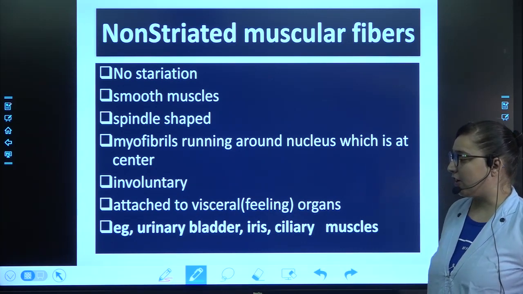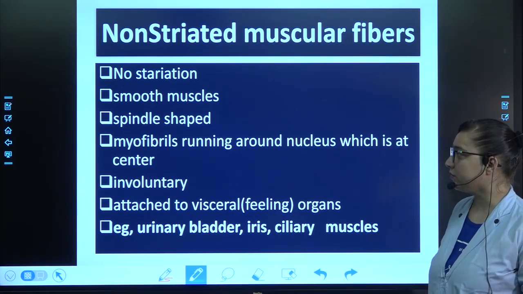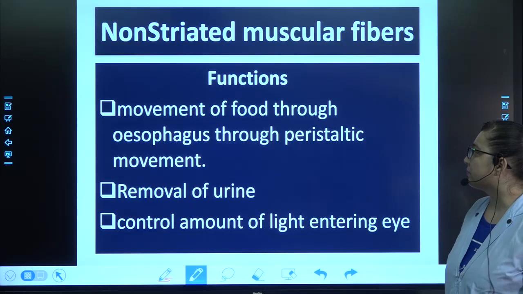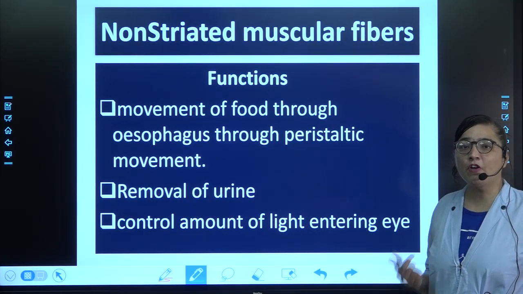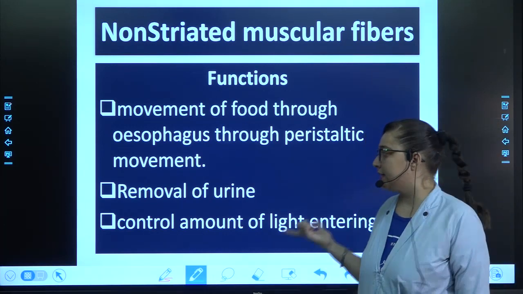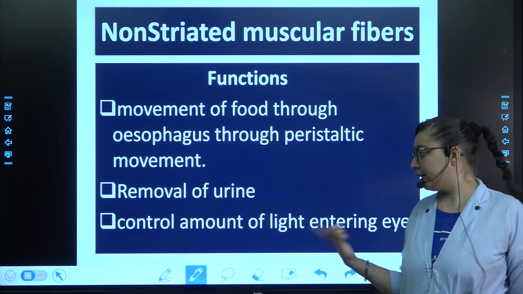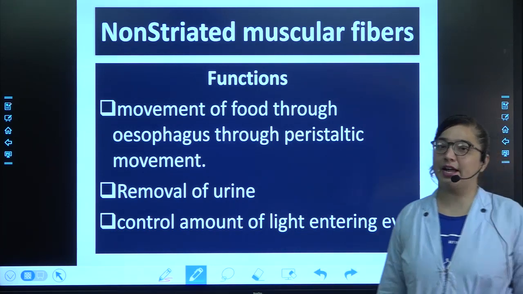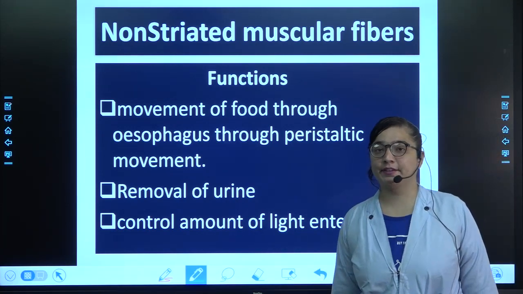Okay, functions of it: movement of food through the esophagus through peristaltic movement, the removal of urine, and controlling the amount of light which is entering the eye.